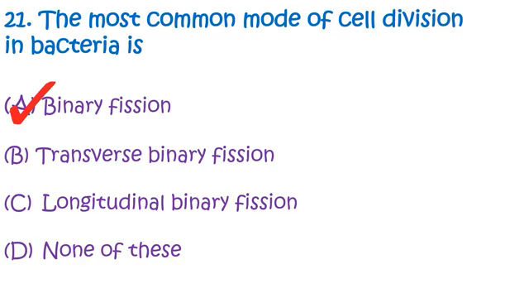The bacteria or any of the organisms normally divide by asexual reproduction, that is called binary fission, where it divides into two equal parts and both the parts carry the same copy of the genome. So there are three types of binary fission. One is the transverse binary fission, second is the longitudinal binary fission. But the most common cell division which occurs in overall all the bacteria is the binary fission.